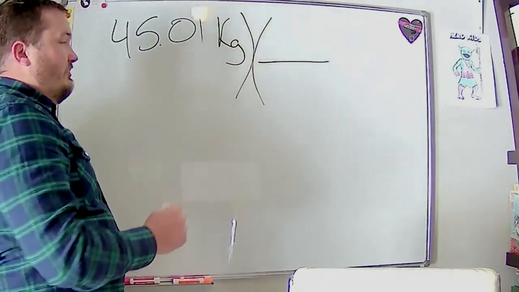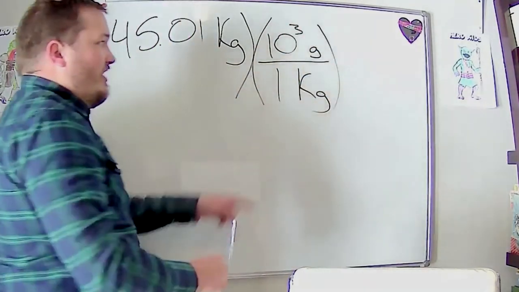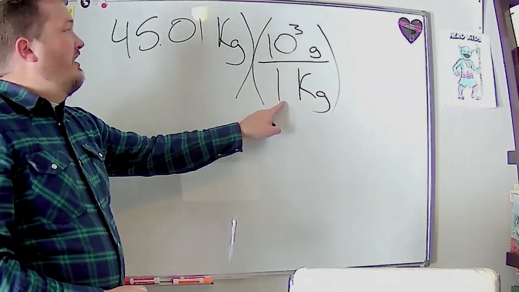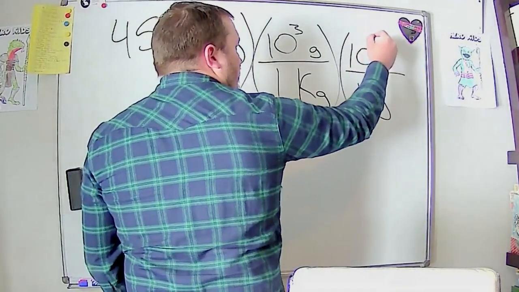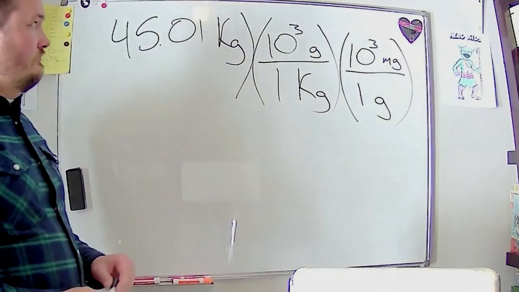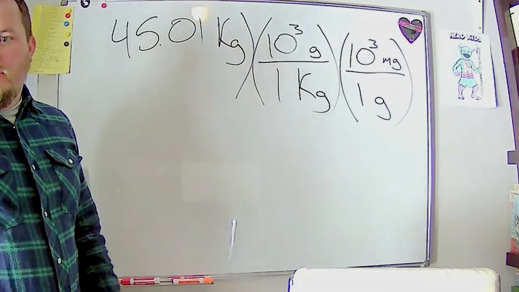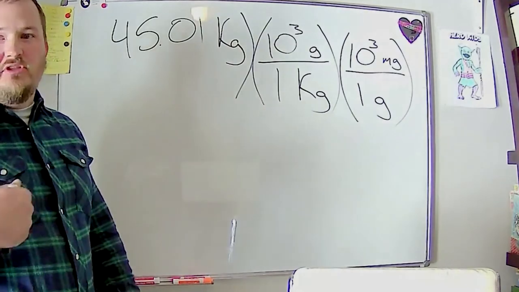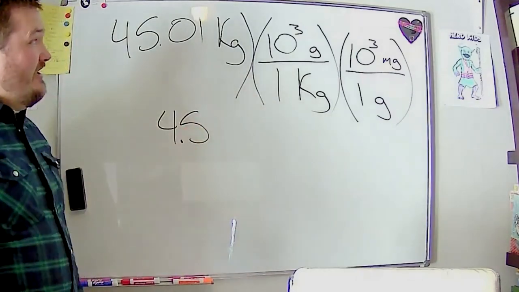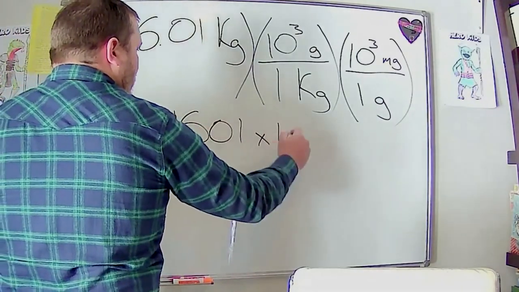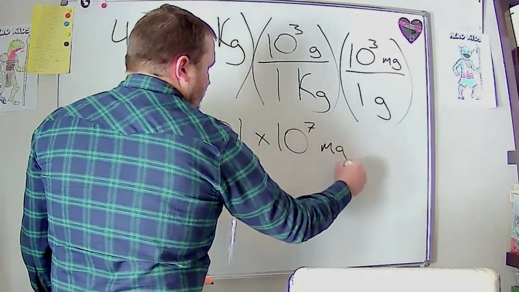And again, do your reasonableness check. You know a kilogram is bigger than a gram. So in other words, it should take a lot of grams to make 1 kilogram. And you know 1 gram is bigger than a milligram. So again, do your reasonableness check. What this winds up telling us is we're going to multiply by a million, or multiply by 1,000 and then multiply by 1,000 again, which is going to be really convenient to write in scientific notation. 4.501 times 10 to the 7 milligrams.